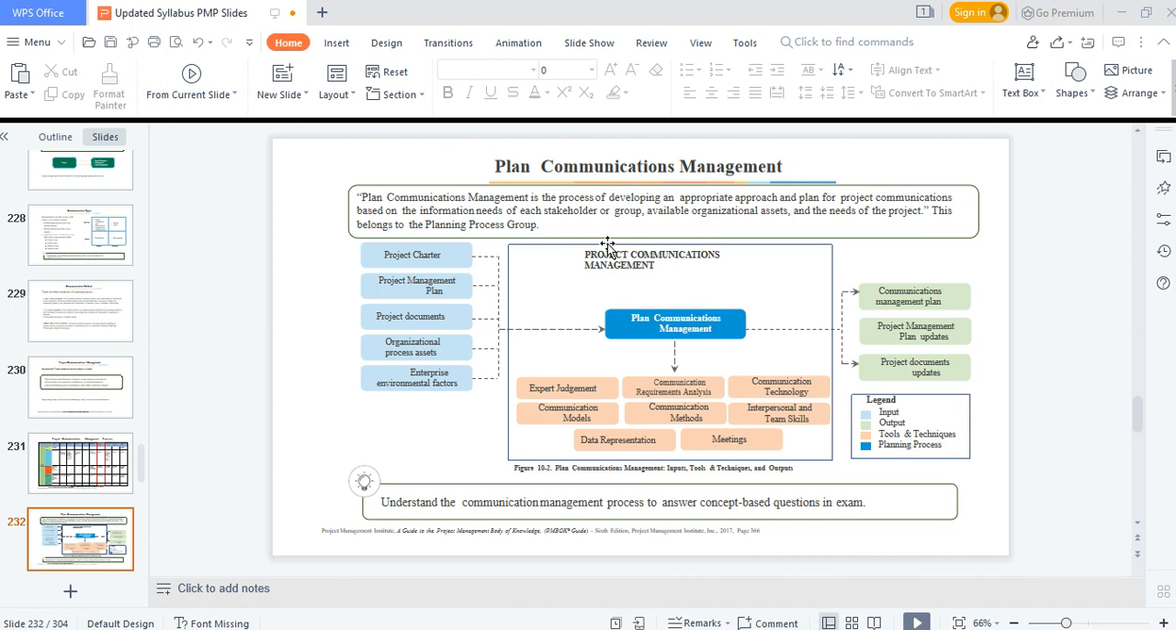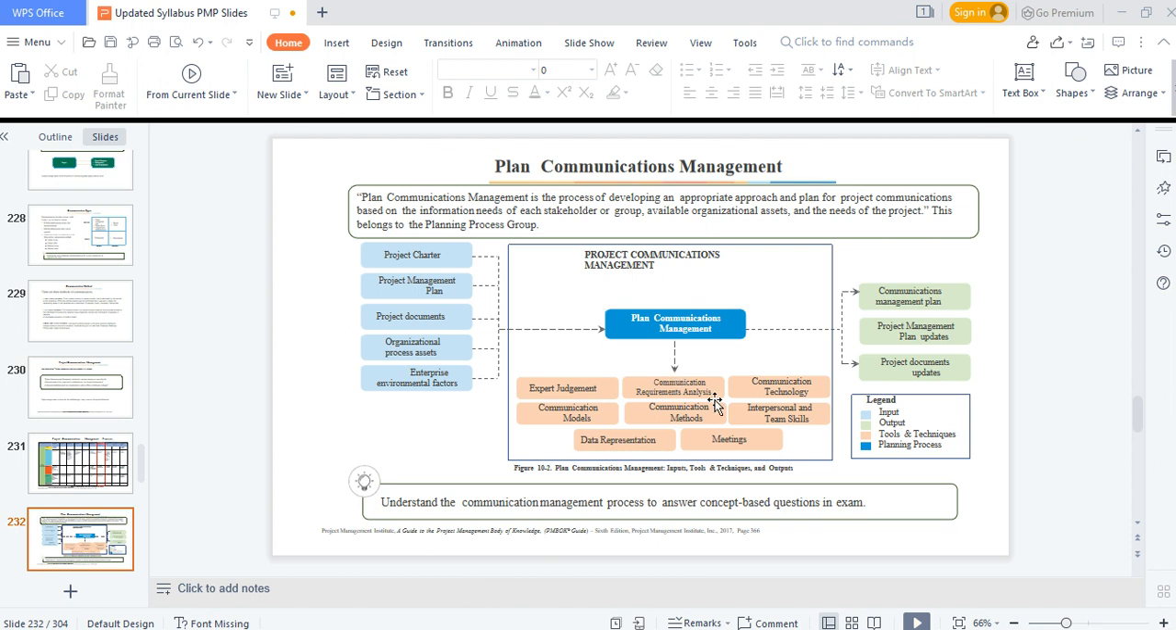How will the communication be done? What are the technologies that are going to be involved in doing the communication? How are we going to represent data? How are we going to represent workflows? Very, very critical. So here in doing this, we need this information. Then we need to do it using any of these tools and techniques, right? Expert judgment, communication requirement analysis.